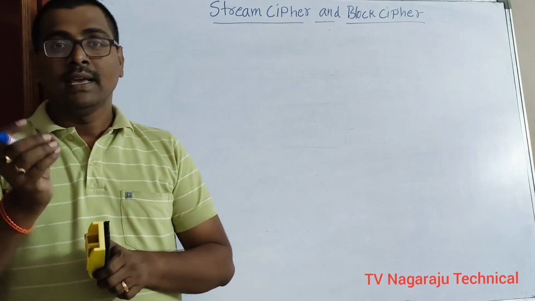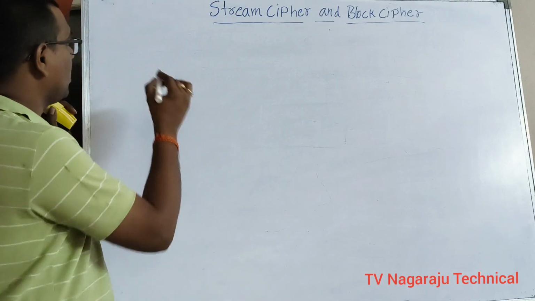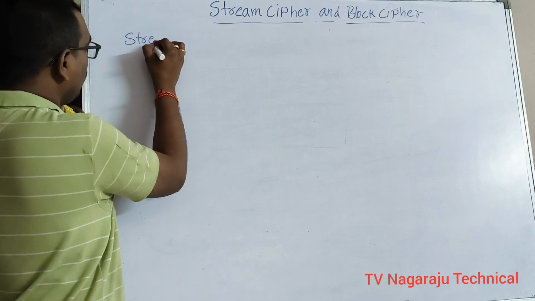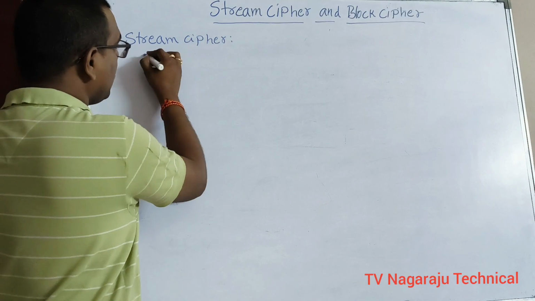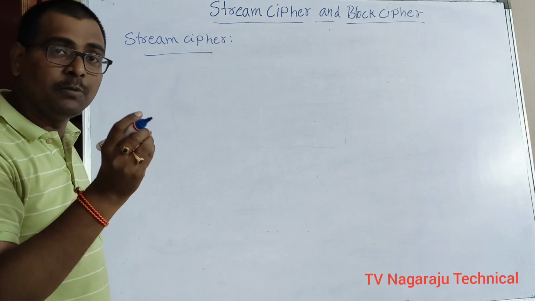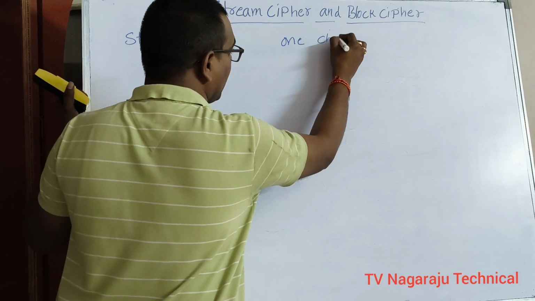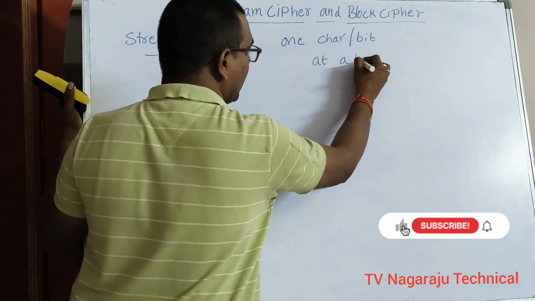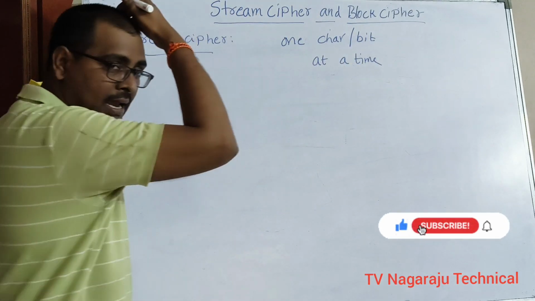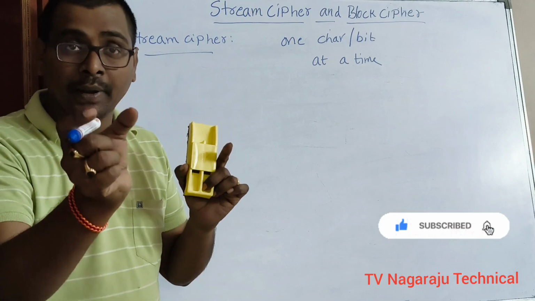Welcome to our channel. In this session, we will discuss stream cipher and block cipher. First, we are moving to stream cipher. In the stream cipher, we are doing encryption or decryption one character or one bit at a time. That is, at a time, we are performing either encryption or decryption operation on one bit.